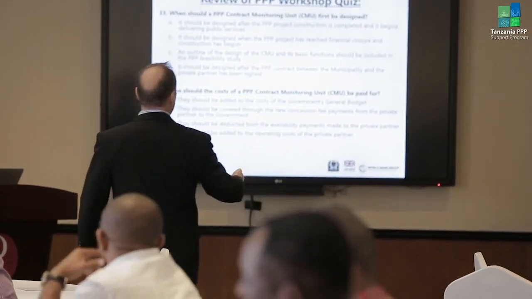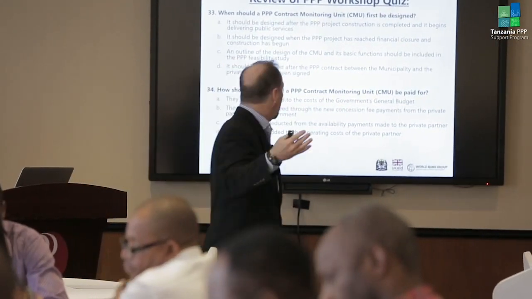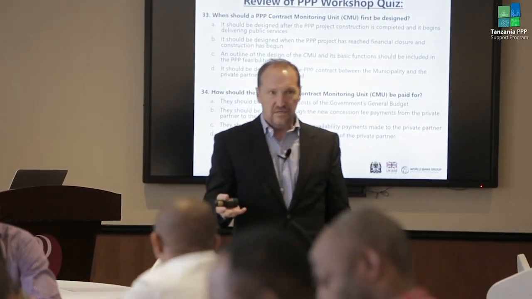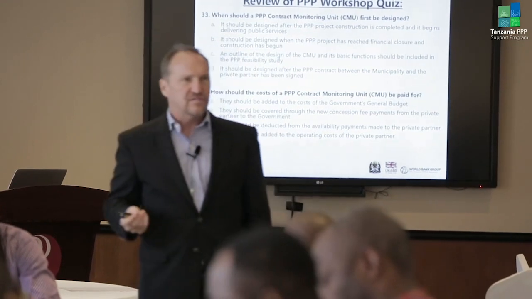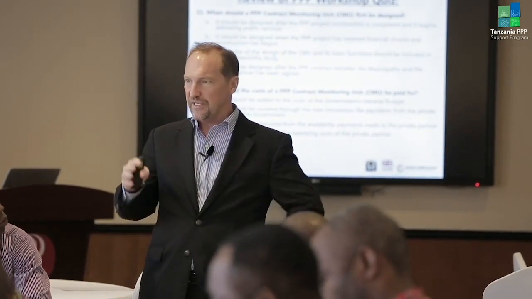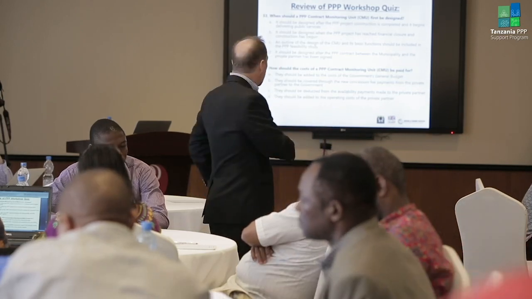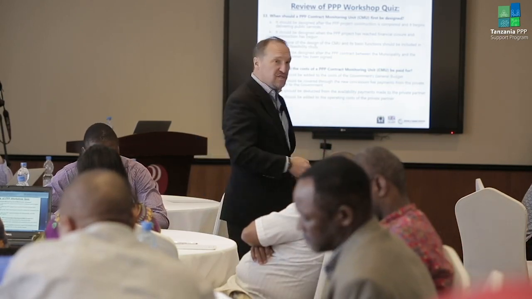Okay, number 33. When should a PPP contract monitoring unit, so we'll talk about this tomorrow, but we've said that when you sign a PPP contract, the public partner has to monitor the performance, and that could be through an individual or some institutional structure. You've got to have procedures where you're constantly doing this. For a large project, you could call it a unit. When should it first be designed?